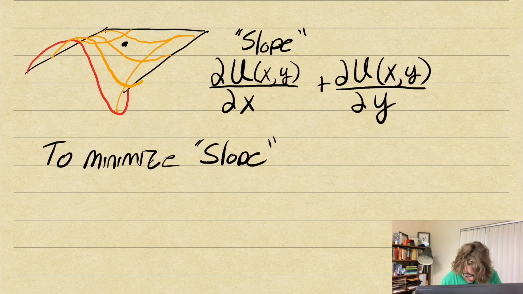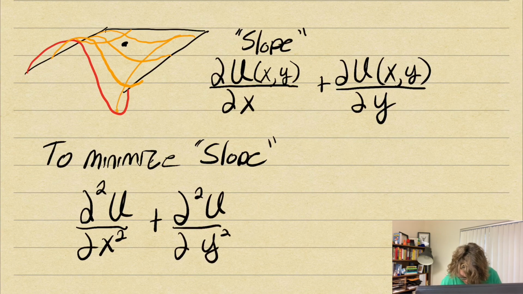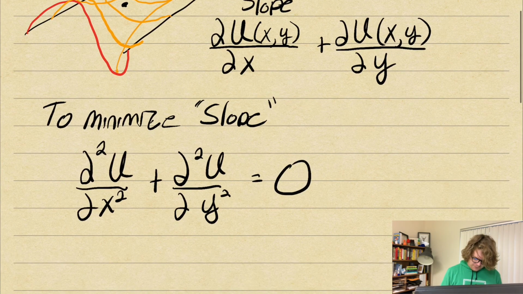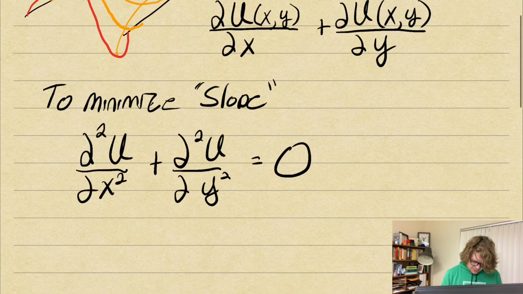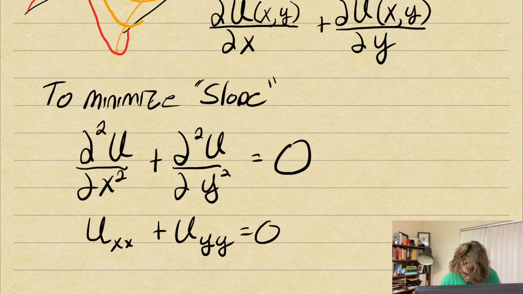So if we take another derivative, we'll take our second derivative of u with respect to x, and then we'll take a second derivative of u with respect to y. Add those together, we'll call that our derivative of our slope function, and we'll set this equal to 0. This right here is what we're going to call the Laplace equation. We'll either state it like this, or we might just state it like u sub xx plus u sub yy equals 0. Either one of these is what we're going to call the Laplace equation.